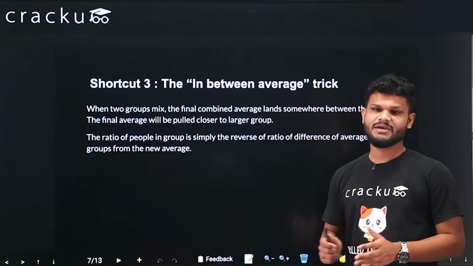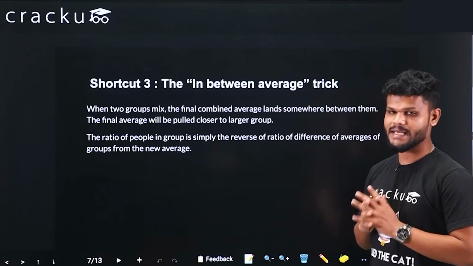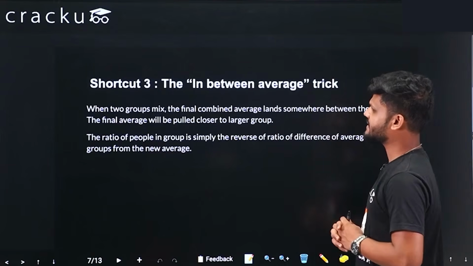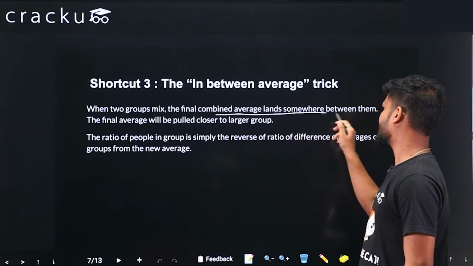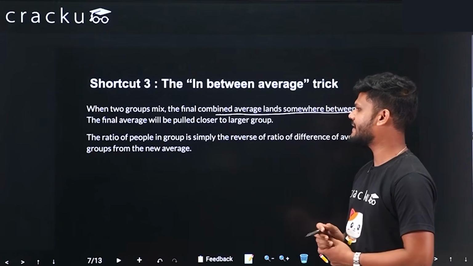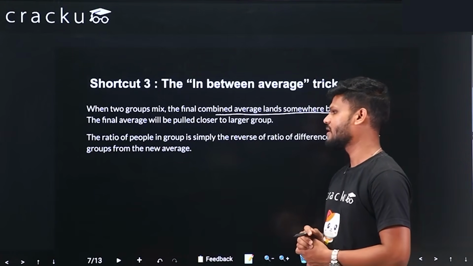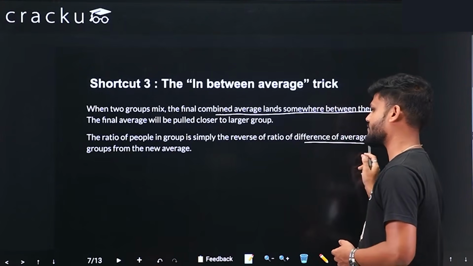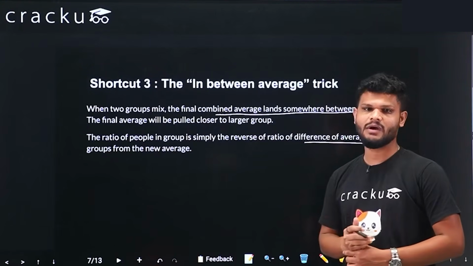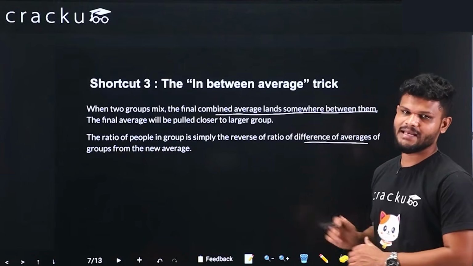Okay, this is very important, and this forms the very basic of averages. It says that when two groups mix, the final combined average lands somewhere between them. The final average will be pulled close to the larger group. The ratio of people in the groups is simply the reverse of the ratio of differences of the groups' averages from the new average. It is nothing but an alligation concept.